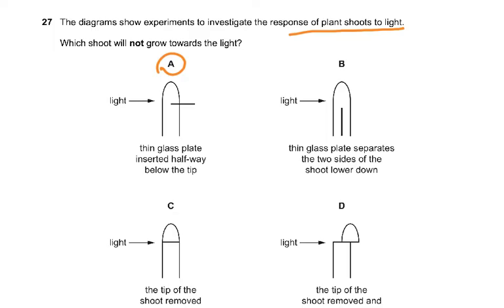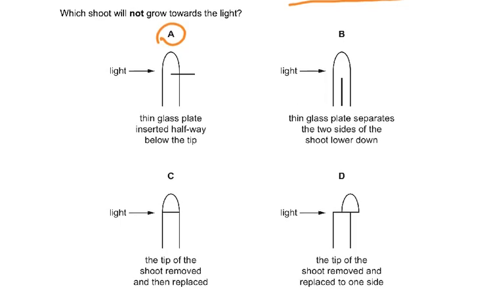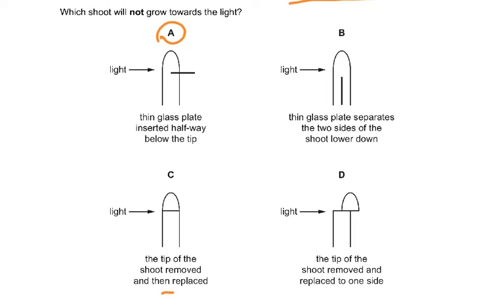You see, the tip of the shoot removed and then replaced. Here it was removed and replaced, so that's fine. But the tip of the shoot removed and replaced to one side, because light is acting on this side, so this side grows more. This side is where the oxygen is going to be. So all the others will grow, but this will not grow because they have put it on the other side. Here you have the auxin on this side. This is the side where you have the growth, and then that is going to curve towards light.